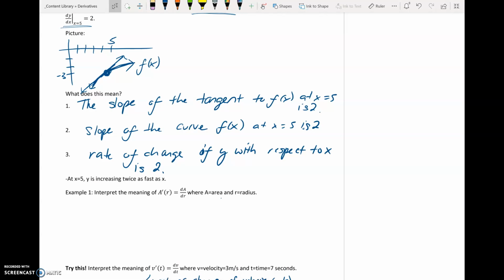We're going to look at example 1. This is where we're going to interpret the derivative, where A is our area and r is our radius. So we're looking at the rate of change. Remember, the derivative, the prime, is the rate of change in A. And we are talking about with respect to the radius, the r. So your rate of change of the area with respect to the radius.